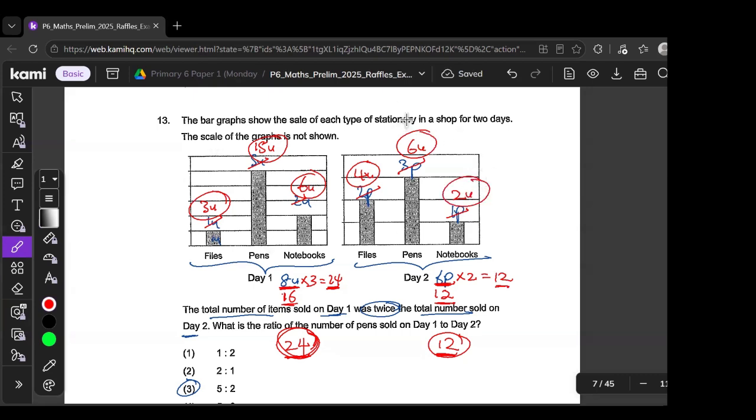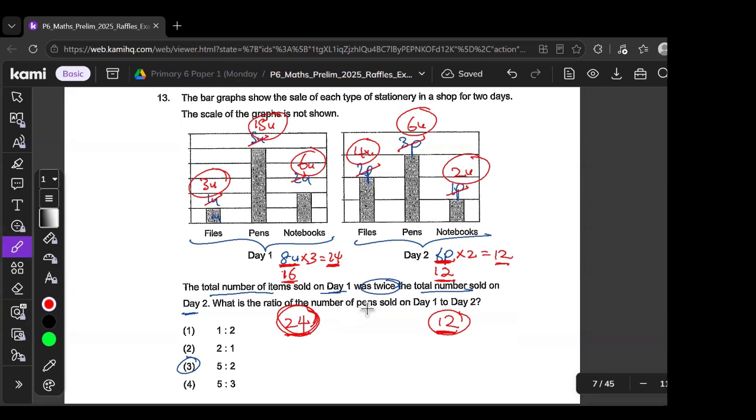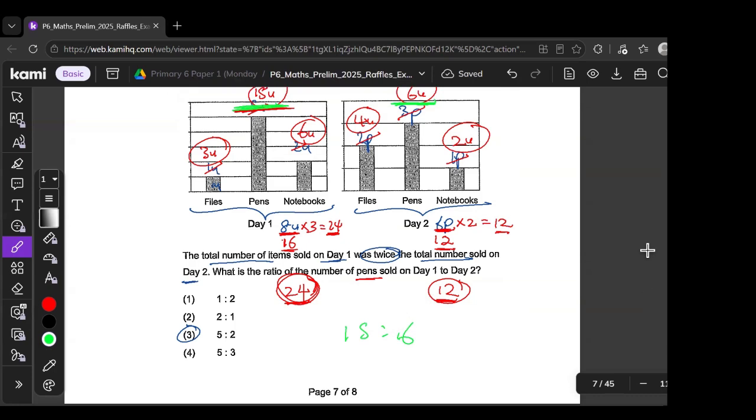Okay, and then we can answer what's the ratio of pens sold on day 1 to day 2. So pens, where are the pens? Here, 15 units on day 1. Day 2, 6 units. So what's the ratio? 15 is to 6. And then simplest form. So divide by 3, and 6 divided by 3. So your simplest form is 5:2. So every time you get your ratio, you always get your simplest form. Okay?